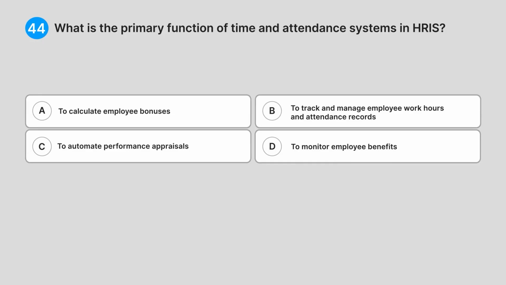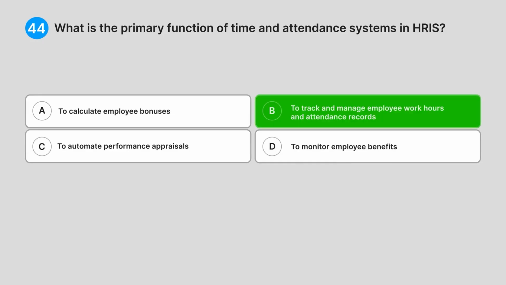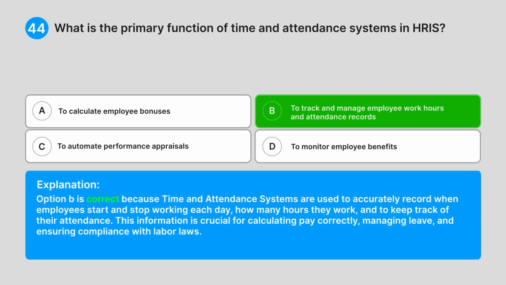Correct answer: B. To track and manage employee work hours and attendance records. Explanation: Option B is correct because time and attendance systems are used to accurately record when employees start and stop working each day, how many hours they work, and to keep track of their attendance. This information is crucial for calculating pay correctly, managing leave, and ensuring compliance with labour laws.